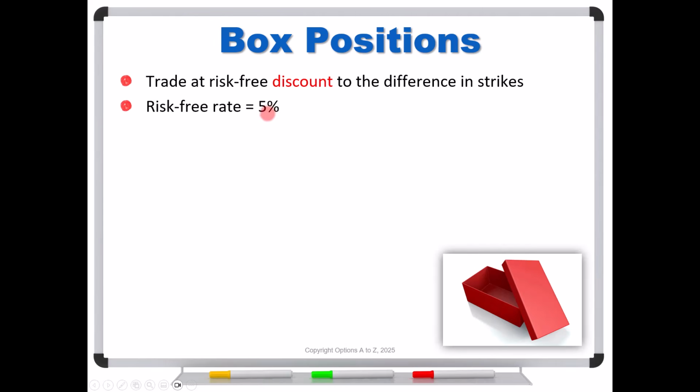So if the risk-free rate is 5%, and if we have the 100-105 box spread, we know, as we just found out, it has to be worth $5 at expiration, no matter where the stock is. So what's the price today? Well, to make the math easy, let's say it's a 1-year box spread, then we would just divide by 1 plus the interest rate. So if the interest rate is 5%, we divide the difference in strikes, $5, by 1.05, and that gives us $4.76.